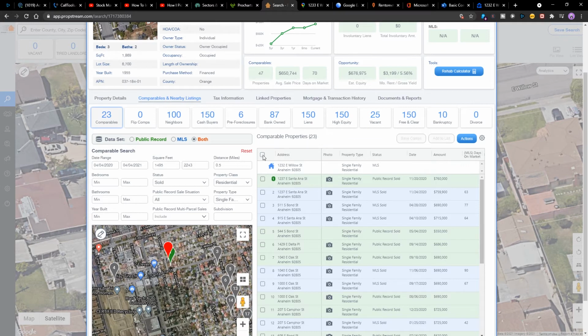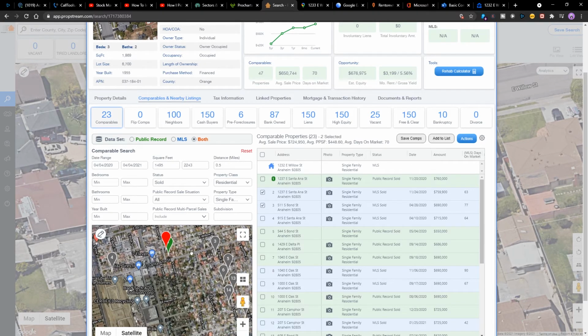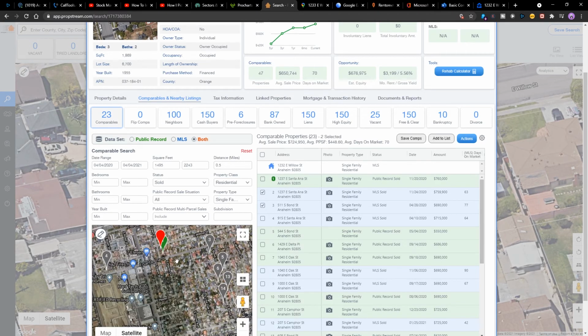Generally, you would want to select just 2 or 3 comparables just to keep the ball rolling. Let's select 2 and 3. 1 and 2 are actually the same one, so that's why you don't see 2 here. You have 2 target properties.